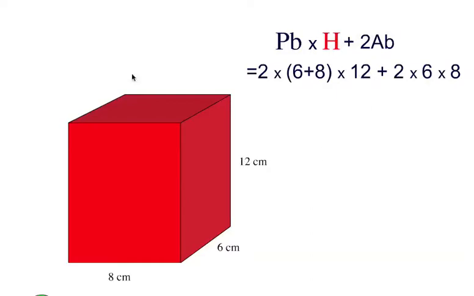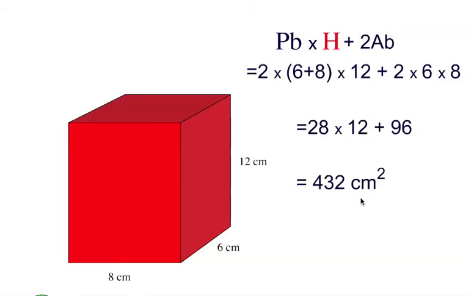And then plus 2 times the area of the base. The area of the base is 6 times 8. So 2 times 6 times 8. And that's it. So you fill in what you know, and then we get an answer. So 28 times 12 plus 96 is 432 centimeters squared. And that's it for total surface area of a rectangular base prism.